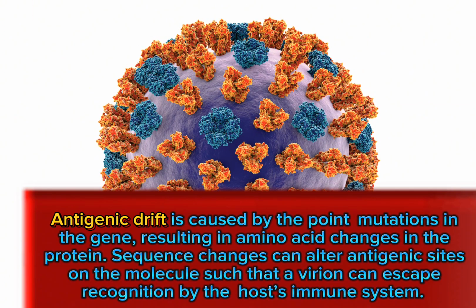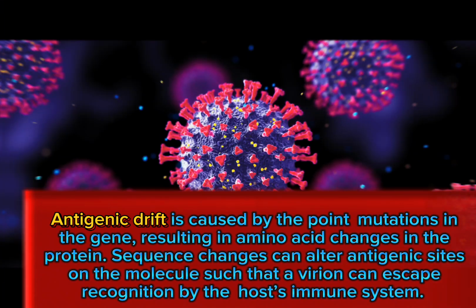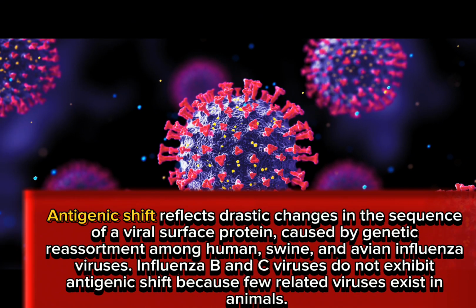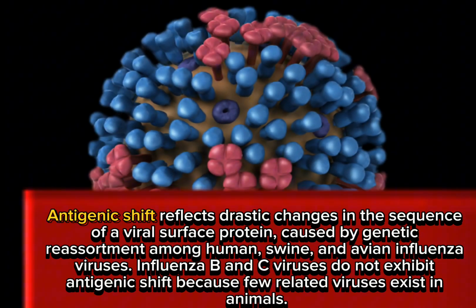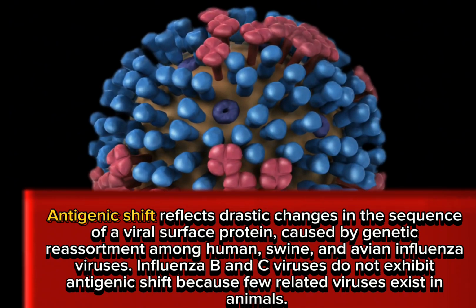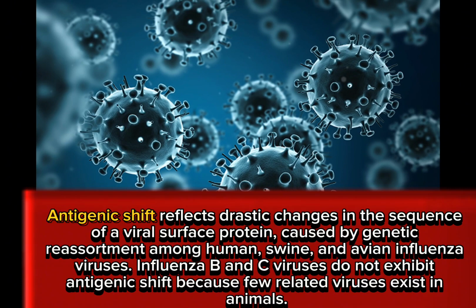Sequence changes can alter antigenic sites on the molecule such that a virion can escape recognition by the host immune system. Antigenic shift reflects drastic changes in the sequence of a viral surface protein caused by genetic reassortment among human, swine, and avian influenza viruses. Influenza B and C viruses do not exhibit antigenic shift because few related viruses exist in animals.